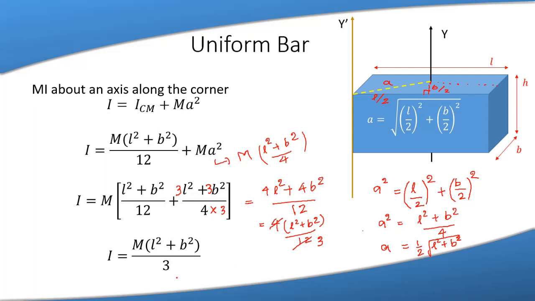What do you understand from it? You can see that the moment of inertia about the center of mass was m into L square plus B square by 12 and that of moment of inertia about an axis which is passing through its corner is mass into L squared plus B squared by 3. What does this tell us? This tells us that the moment of inertia will be the lowest when the axis is passing through the center of mass, and as the axis is moving away from the center of mass, its moment of inertia increases. Therefore, the body will show the highest resistance for rotation about this y dash axis and the lowest resistance for the rotation about the y axis.